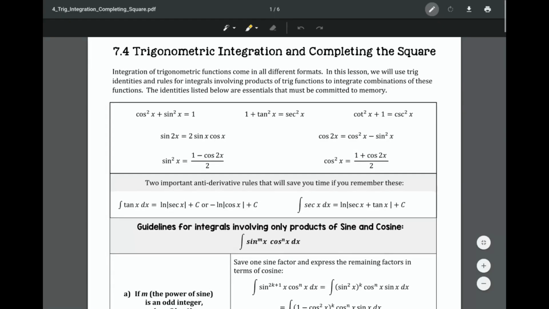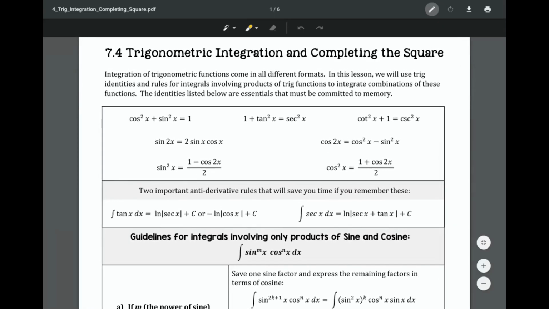All right, so now we're going to talk about trigonometric integration and completing the square. We have quite a few methods in this lesson, all right? It's going to take a little while, and it can be really confusing at parts. So again, as always, the biggest question is how do we know what method to use?